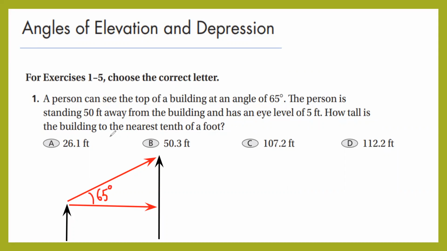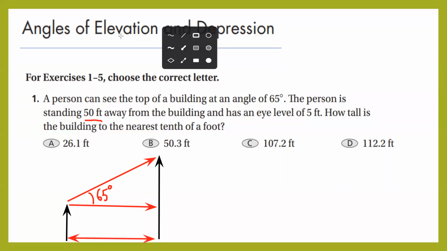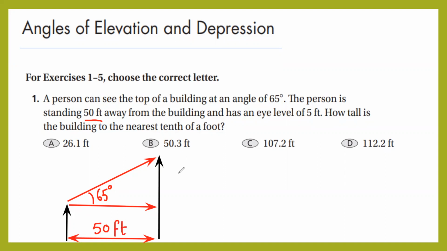Okay, the person is standing 50 feet away from the building. So away means I'm working with the horizontal distance. Okay, this is the horizontal distance, right? The word away means I'm working with the horizontal distance. Here it is 50 feet. Okay, this is the building.